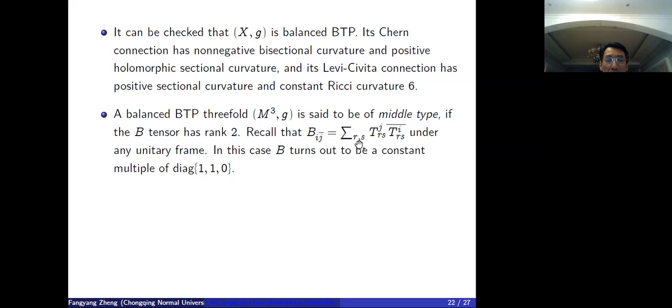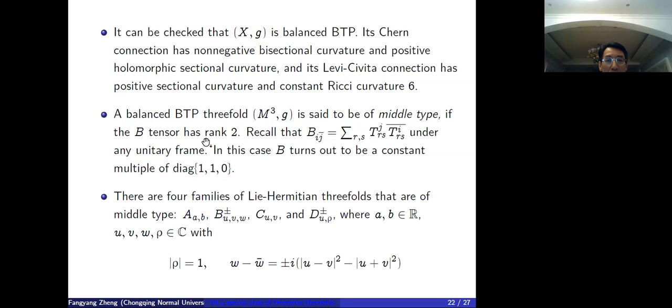Okay. In this case, the positive eigenvalue will have to be equal because of the BTP requirement. So then we found some examples. There are 4 families of Lie groups that can have compact quotients with this BTP requirement. So one can explicitly write down their structure equations.